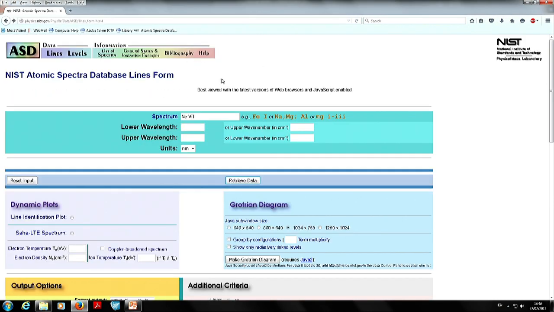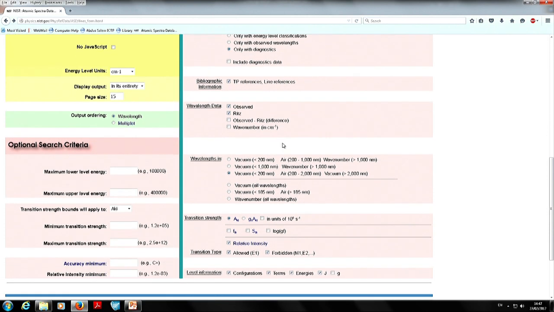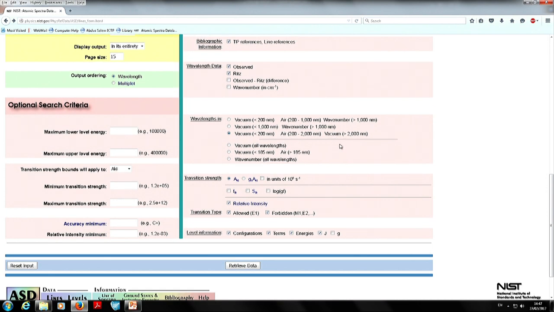But from the beginning, this database was developed as the source of data on evaluated and recommended energy levels and spectral lines. And you can, again, choose many, many different options to find whatever you need.